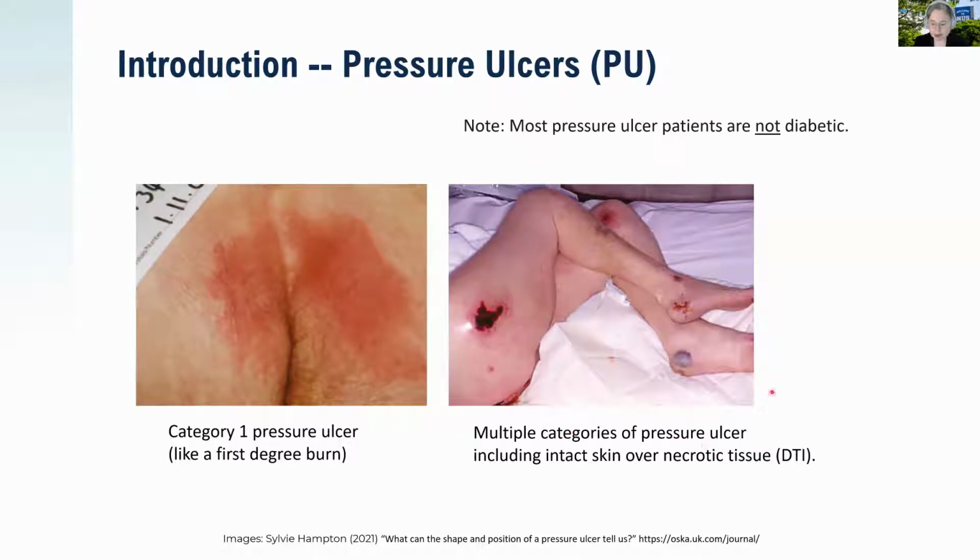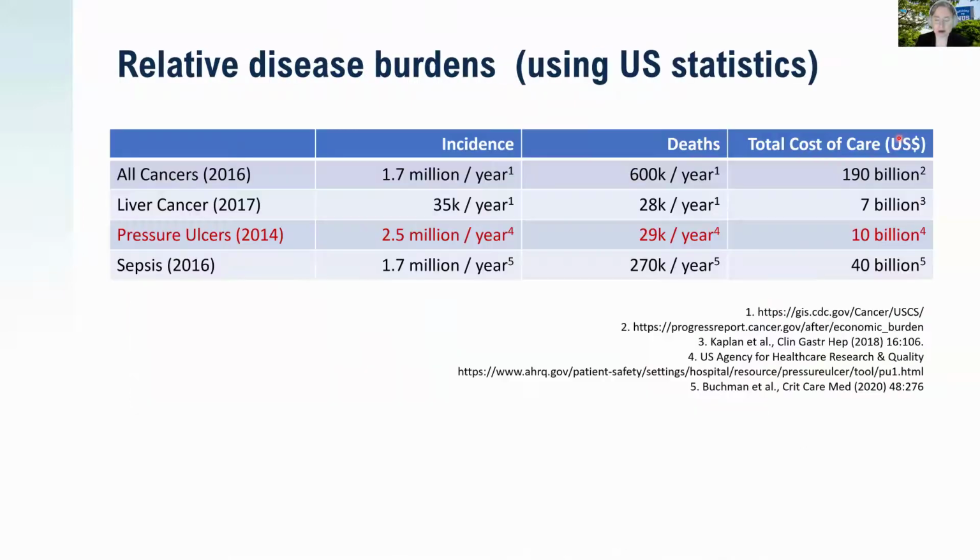On this side is a patient with multiple pressure ulcers in multiple locations, heel, upper trochanter. The thing I want you to realize first is that pressure ulcer patients are most of the time not diabetic. Of course, some are both diabetic and suffering from pressure ulcers, but these are not diabetic ulcers. These are not venous stasis ulcers. There are many different types of chronic wounds, and pressure ulcers are their own condition.